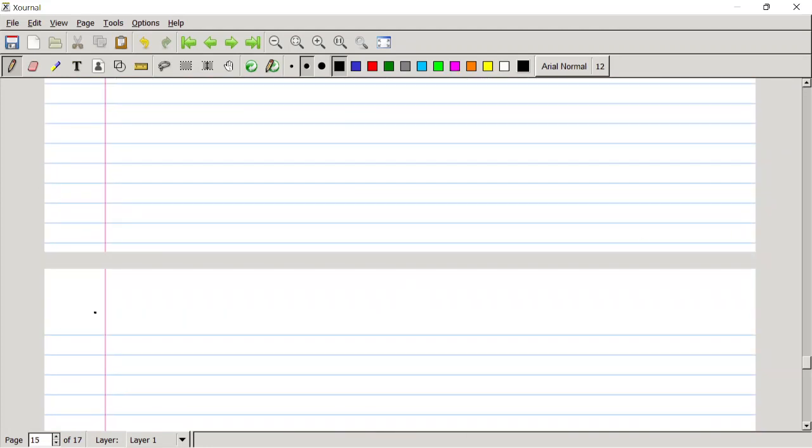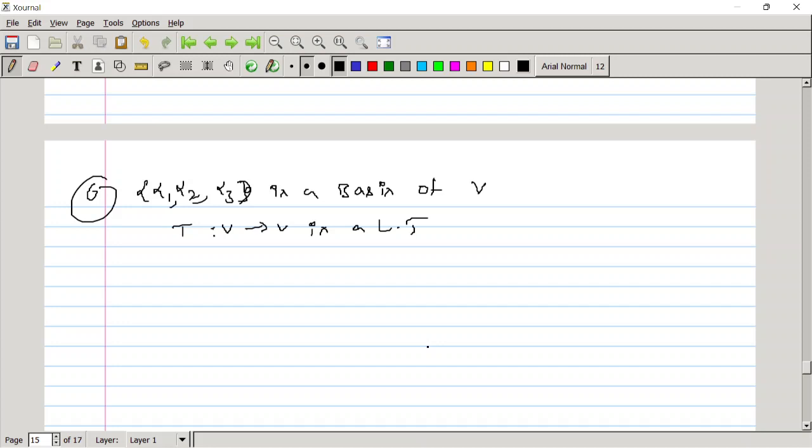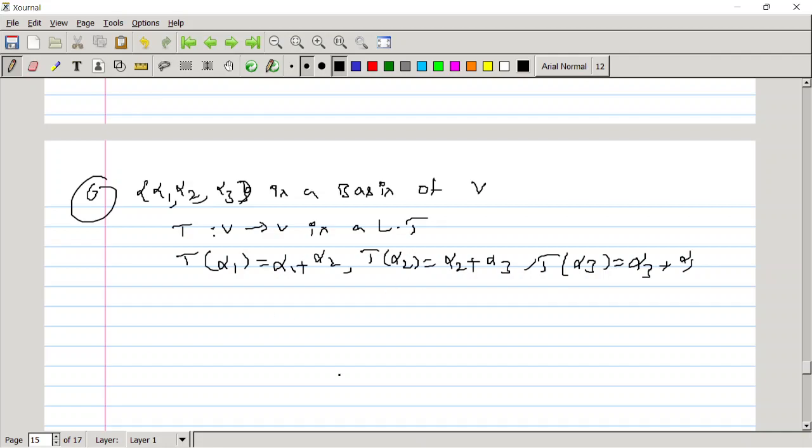This is the sixth problem, I suppose. Given a set alpha 1, alpha 2, alpha 3, this set is a basis of vector space V, and T from V to V is a linear transformation defined as T of alpha 1 equal to alpha 1 plus alpha 2, T of alpha 2 equal to alpha 2 plus alpha 3, T of alpha 3 equal to alpha 3 plus alpha 1. Let's see the options we have to check.